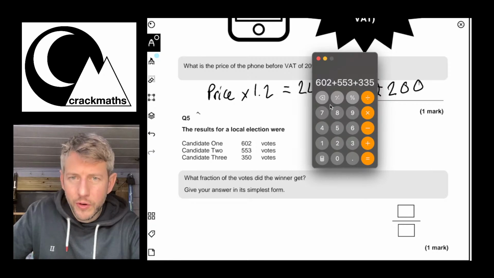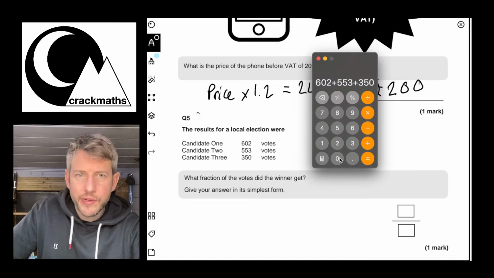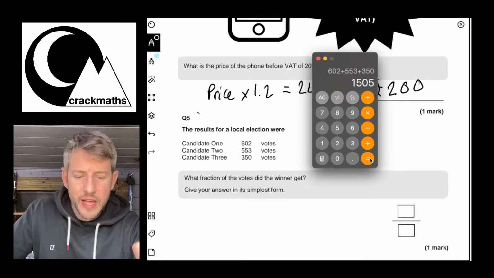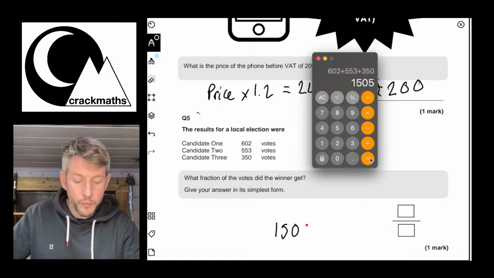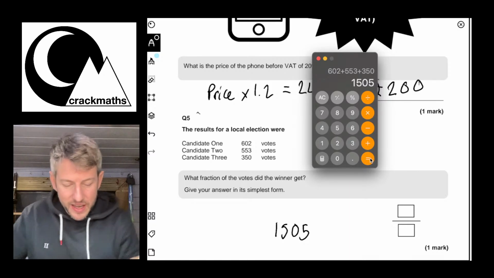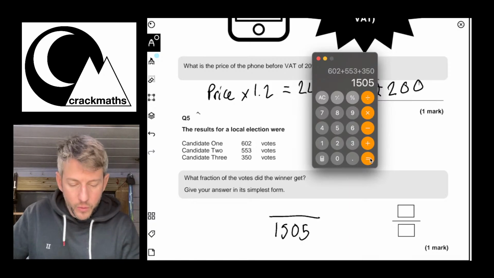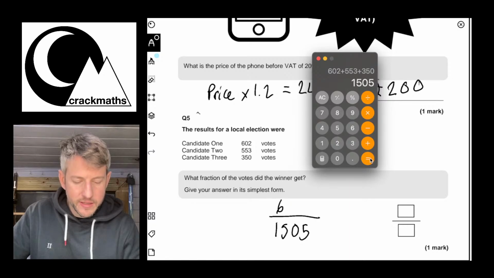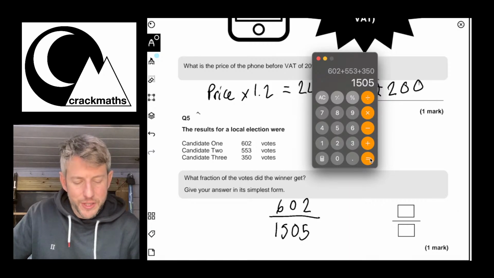Right. Oh no, I've gone wrong. Let's just double check these. 602, 553, 350. Find out what that is. So that's equal to 1,505. Oh gosh. Right. So that's our denominator. What fraction did the winner get? So the winner got the most of those, which would be 602. Give your answer as a fraction in its simplest form.